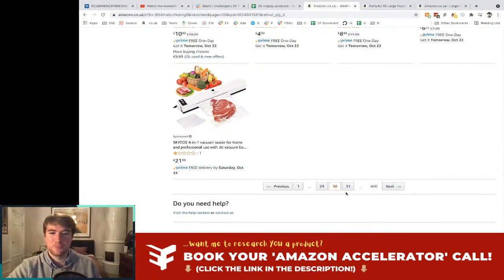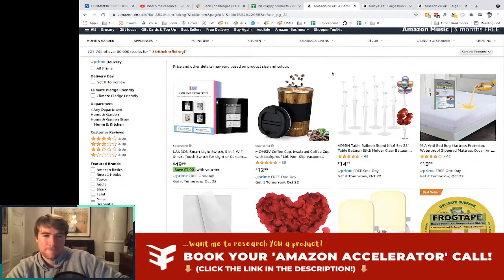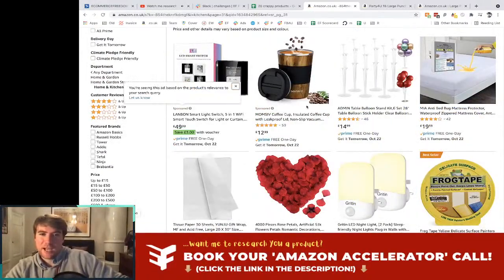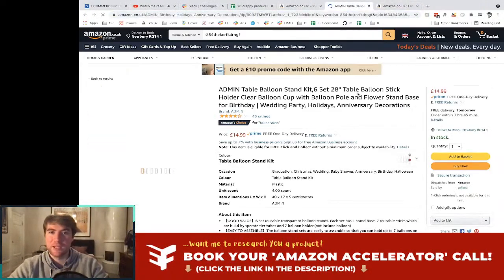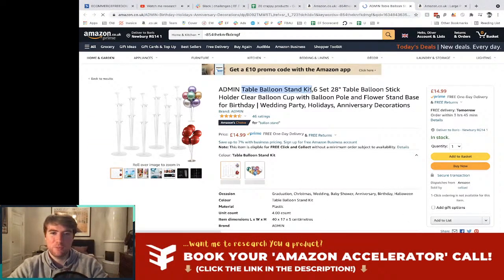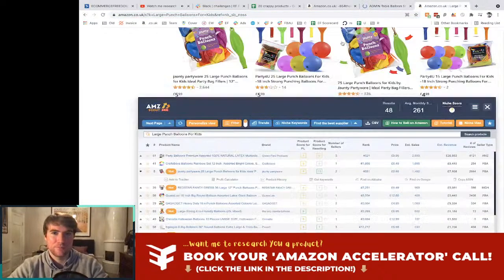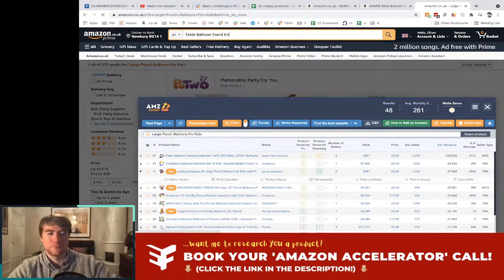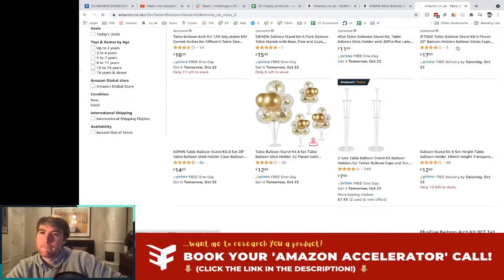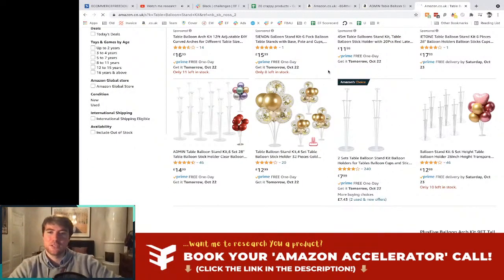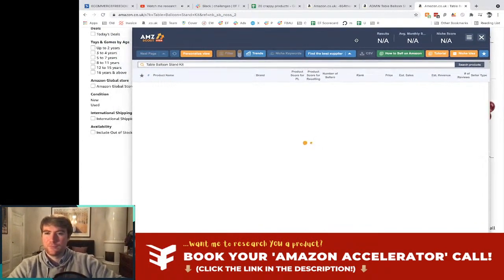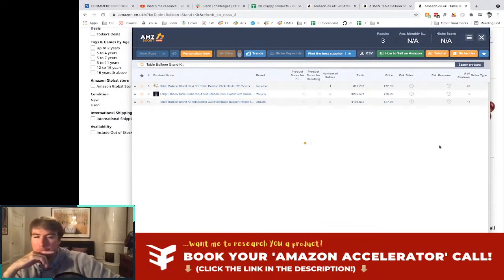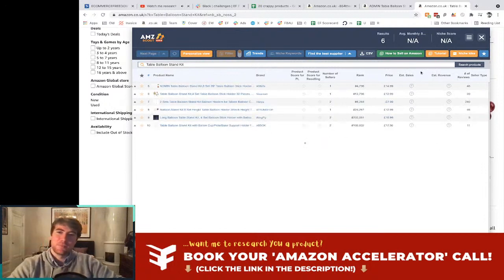Let's try and find a few more. Usually skip the ads, although you can look at them. Balloon table stand, what about this? Interesting, it's basically within the same category. Table balloon stand kit. Hit the Chrome extension button. Let's have a look.